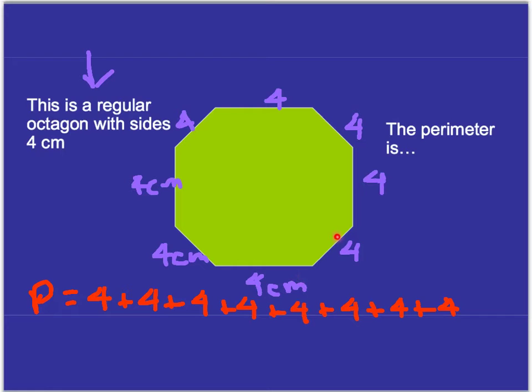Oops! Need another addend, because there are 1, 2, 3, 4, 5, 6, 7, and 8 sides. I know it's an octagon. That's an 8-sided closed figure.